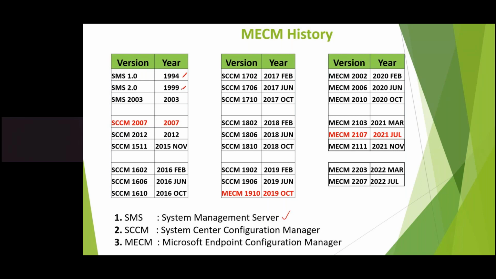Then in the year 1999, they released SMS 2.0, then SMS 2003. Then they changed the name from SMS to SCCM in the year 2007. SCCM is System Center Configuration Manager, the second name given by Microsoft to the same product. Then SCCM 2012, SCCM 1511, these three products were released in the year 2016, then three products in 2017, three in 2018, and three in 2019.